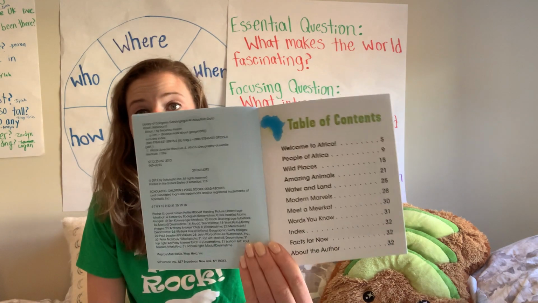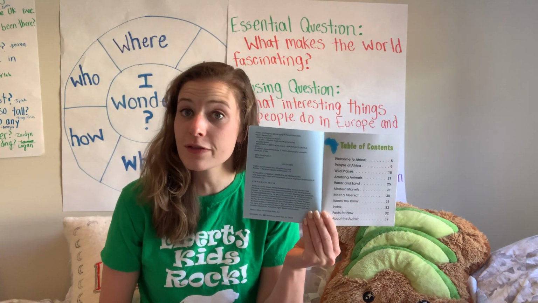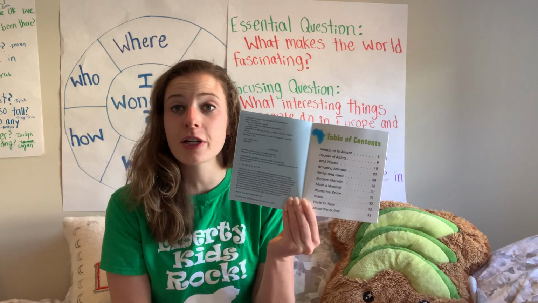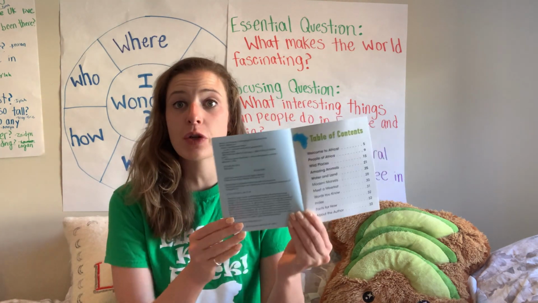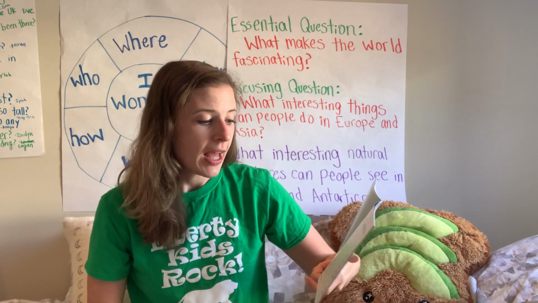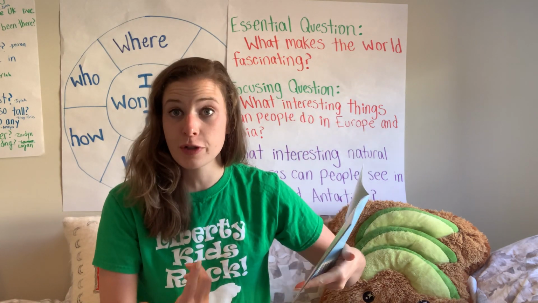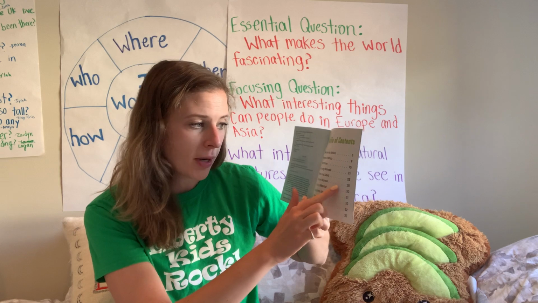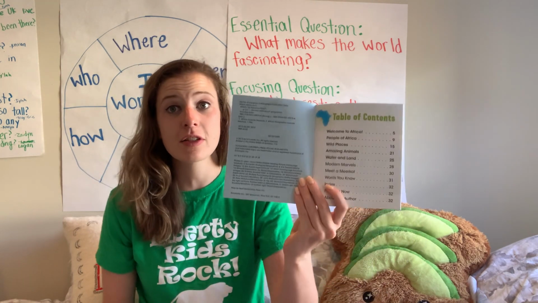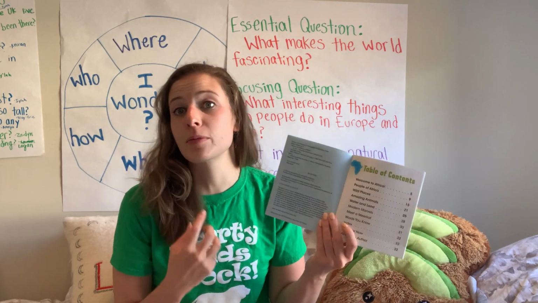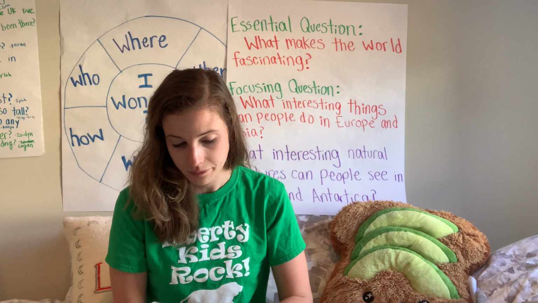So our table of contents, that is one of our text features. It tells us what we're going to learn about in this story, and it also tells us the page number. So if you wanted to just open the book and go to the Modern Marvels page, then you could find Modern Marvels and see that that's on page 28. So this is a great way to find things if you're going back in the text to do some writing or to look at things.